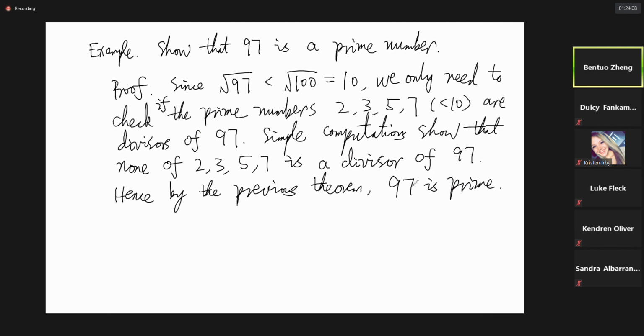Okay, so you can see this theorem is very useful to determine whether a given number is a prime number, because by taking the square root, you reduce the number to a very small quantity. Then it's much easier to justify whether those prime numbers are divisors of the given number. So any questions about this example?